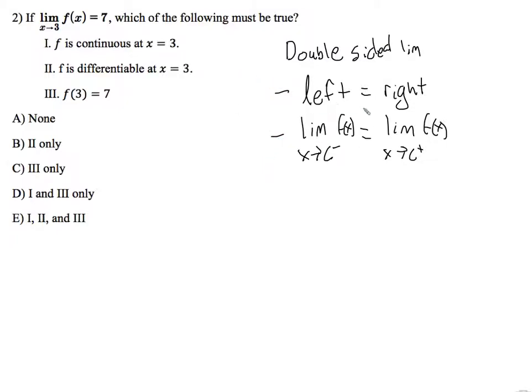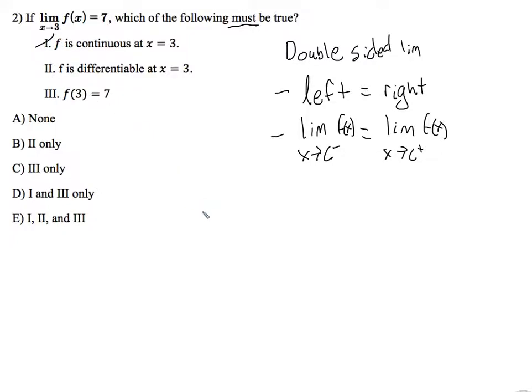All right, so we know that the left and the right are equal, and not only are they equal, they're equal to 7. So which of the following must be true? And we're looking at must be true. All right, f is continuous at x equals 3. What do you guys think? Thumbs up, thumbs down. True or false for number 1? I don't think we can guarantee that. Yeah, we don't know for sure. Don't know for sure, so not true.